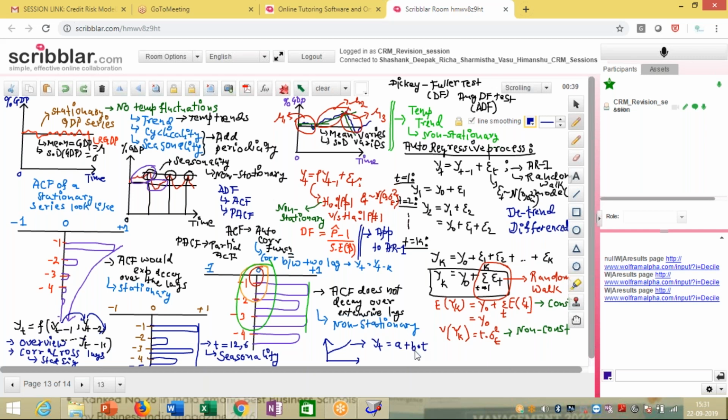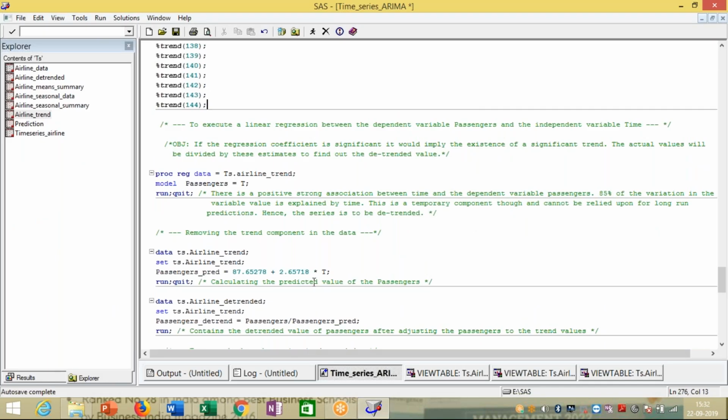So this coefficient beta, if this beta is statistically significant, then I say that yes, there is a trend component in the series that you are trying to plot, right? That is what we are doing over here. I created this t variable, so the first observation takes the value 1, the second observation takes the value 2, the third observation takes the value 3, the fourth takes the value 4, and so on.